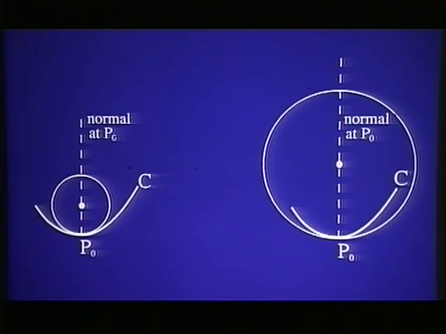So as the center of the circle moves up the normal, the circle moves from a situation where it's entirely inside the curve to a situation where it's entirely outside the curve, so long as we look at that part of the curve which is close to the point P0.